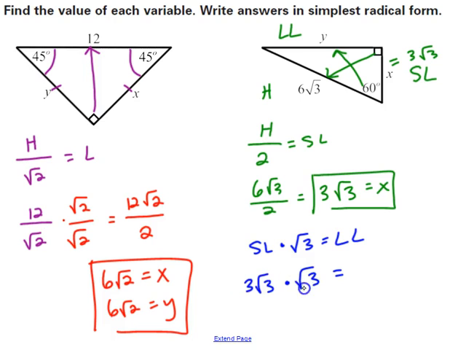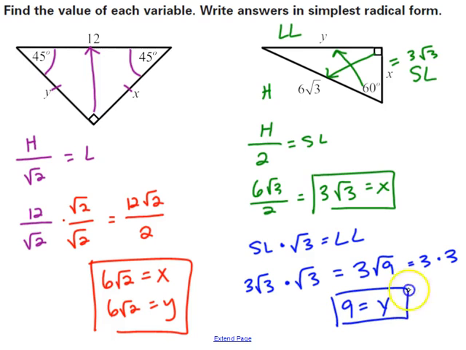So you multiply numbers outside the radical together. 3 times 1 is just 3. Numbers inside the radical together, square root of 3 times square root of 3 is square root of 9, which is 3. So last step, 3 times 3 is 9. That is going to be the length of our long leg, which is y.